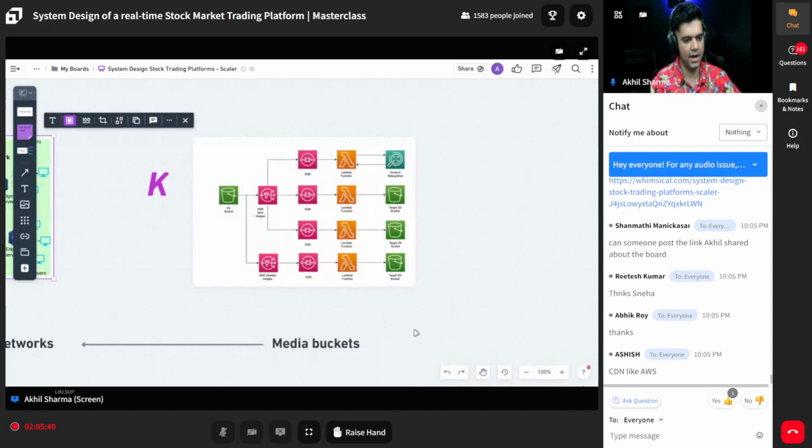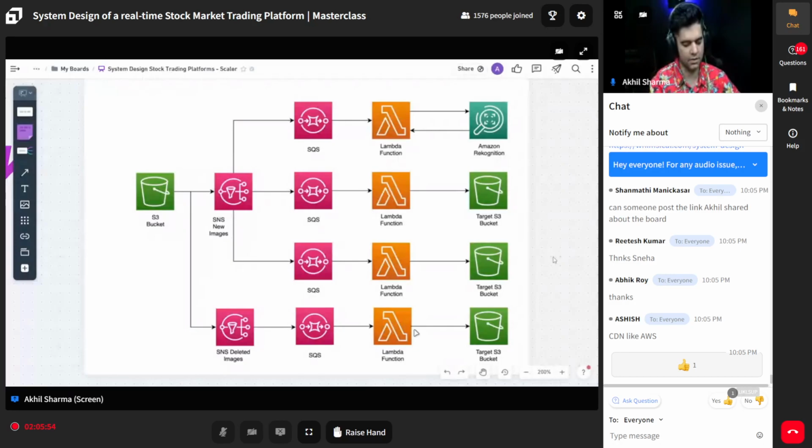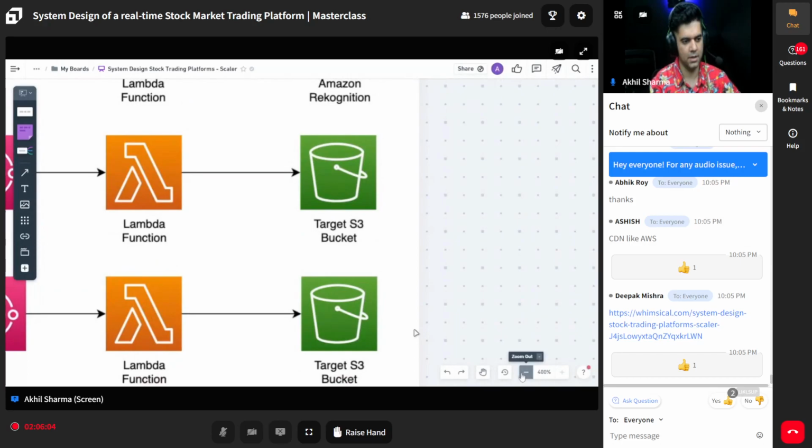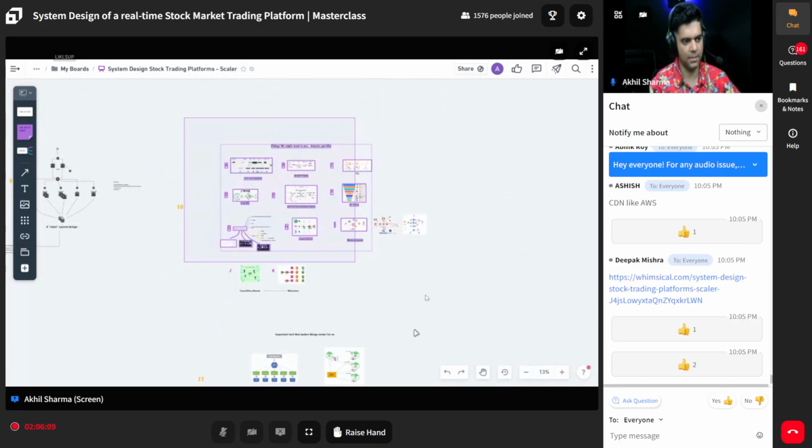Then you have media buckets. All of this static information, like the images for the stocks, that you show through CDNs, you basically store in media buckets. For example, an S3 bucket in AWS. You just have to know all these concepts before you can design a better system.